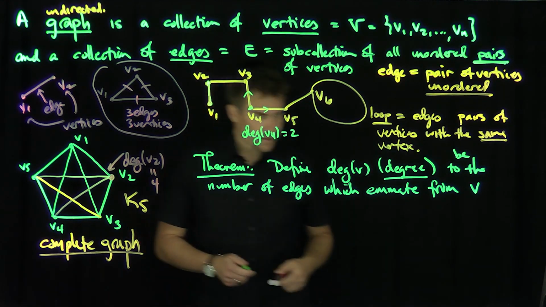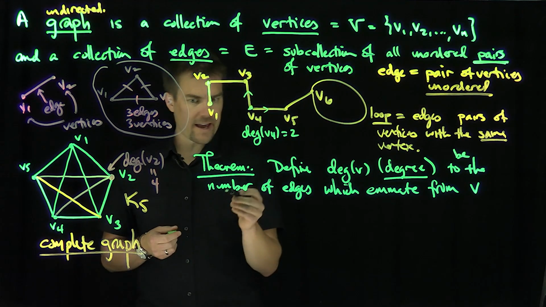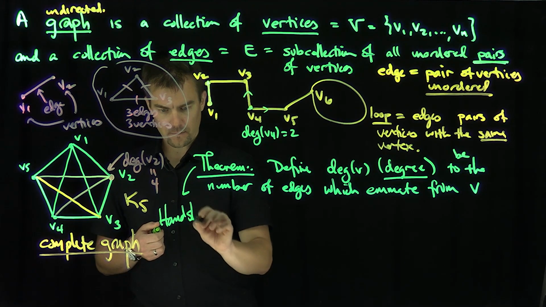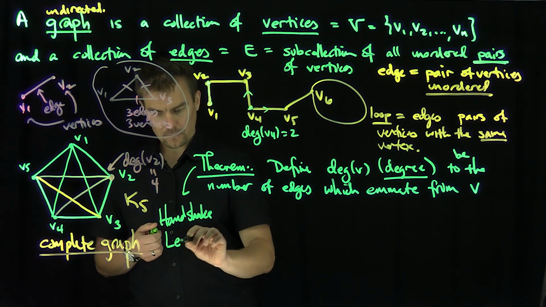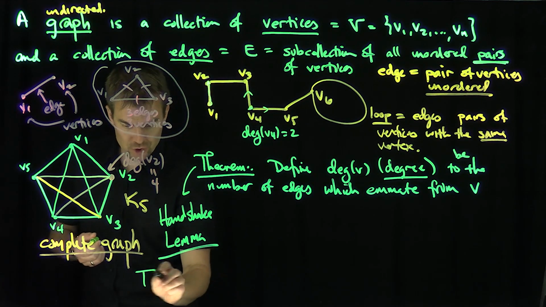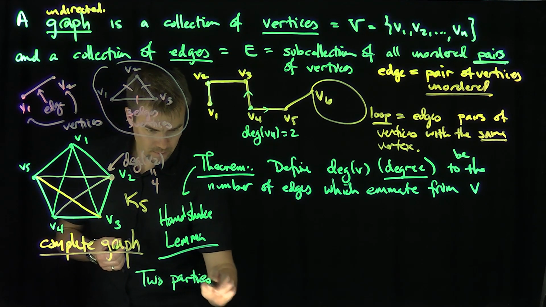Okay, so what does the degree theorem say? This is called the handshake theorem. So we should probably say this, it's typically called the handshake theorem. And broadly speaking, there's always two parties to a handshake. There's always two parties to a handshake.